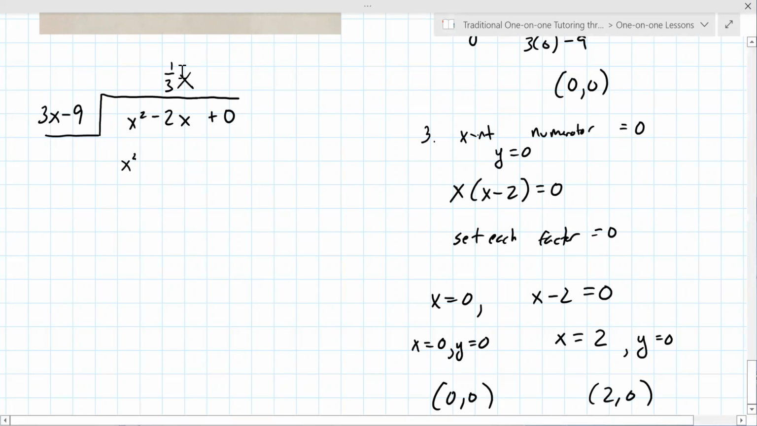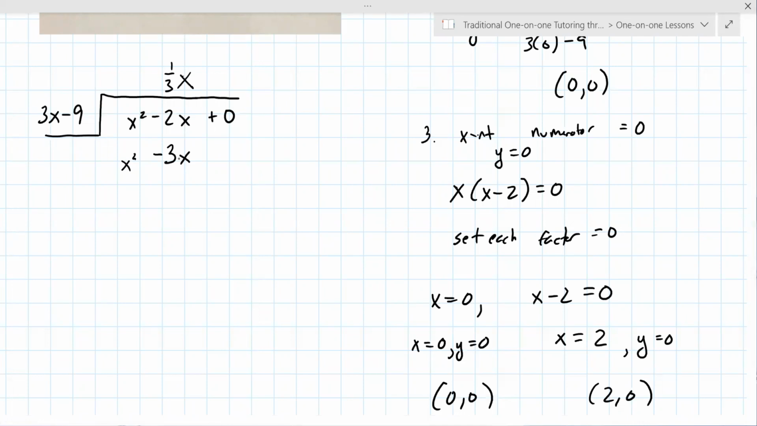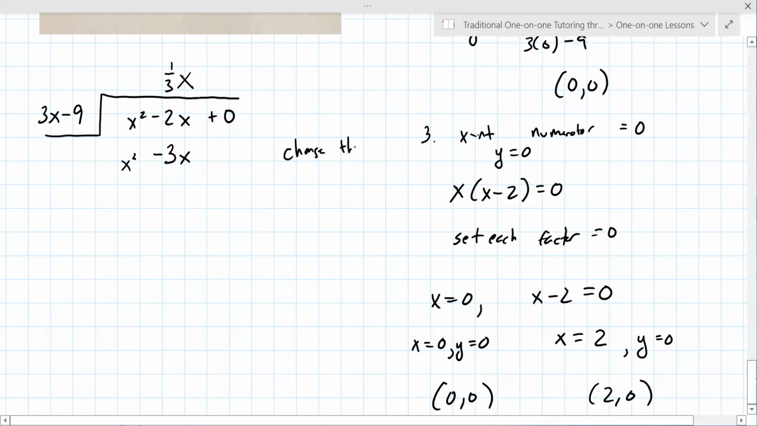Then you've got to multiply both of these. So it's 1/3 x times 3x, that gives you x squared. 1/3 x times -9 gives you minus 3x, like that. And you're subtracting, you've done long division in the past. I like to change the signs here rather than subtract, because then I'm adding. So negative, positive, and then I add vertically, so that becomes 1x. Bring the 0 down.